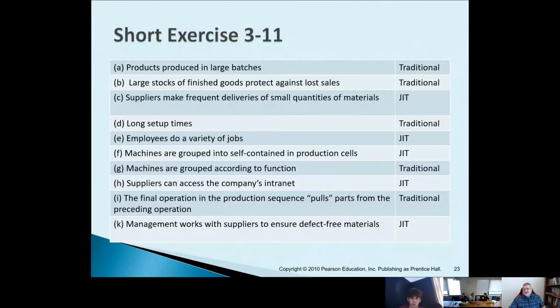Okay. So let me start sharing this slide again. Let's look at exercise 3-11, and I've got a slide up here for it. Basically, it goes through and helps you identify, is it traditional or is it just in time? Okay, so if it's production batched that we do in large batches, it's production. Oh, I can't read today. Sorry, my dyslexia is kicking in. Production in large batches, typically done in a traditional manner, okay?